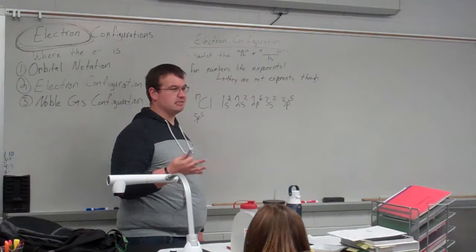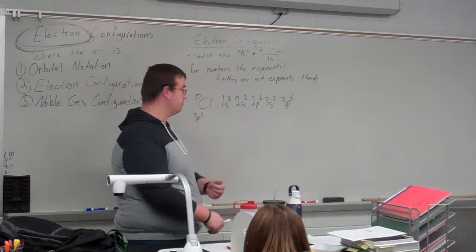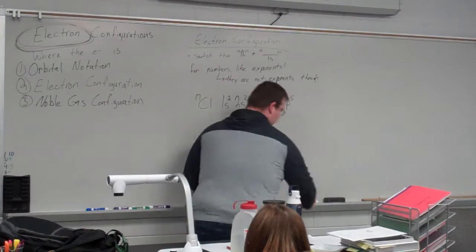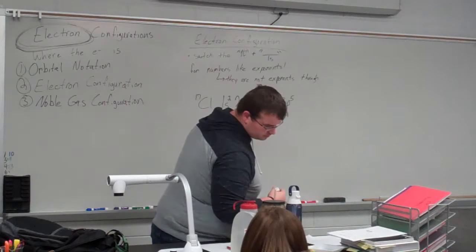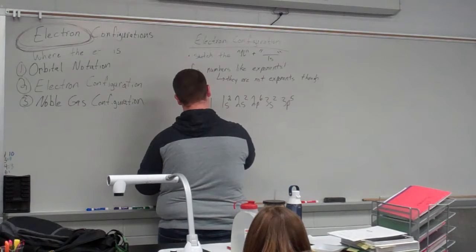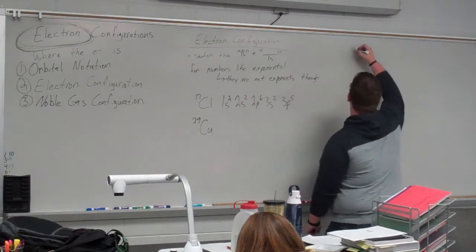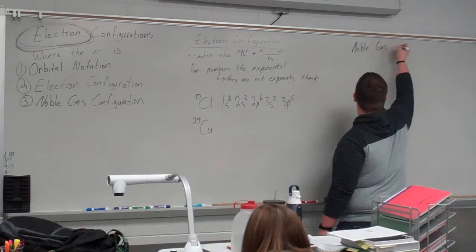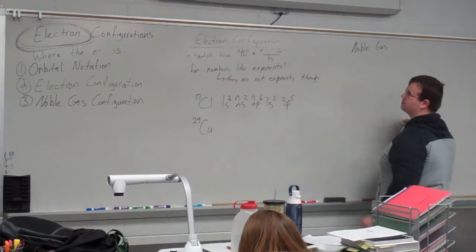Y'all want to see noble gas? It makes it even simpler. Can we do one for real? Just one. Okay, so in this, we got chlorine. Let's do copper, 29. Give it a shot. What are we doing? Copper, for noble gas? No, you're doing the actual electron configuration.